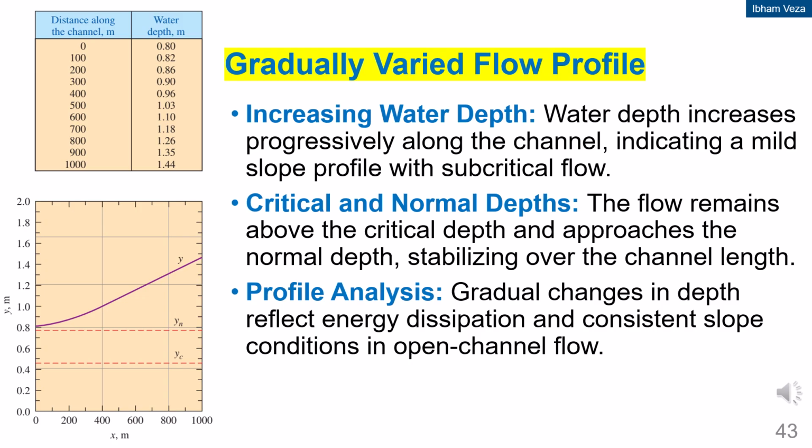In this profile, the water depth increases gradually along the channel. The flow remains above the critical depth and approaches the normal depth downstream. The slow change indicates that friction and slope effects are acting in balance. Such a profile is often found in long rivers or canals with mild slopes. Analyzing this profile helps estimate the water surface elevation along the channel.